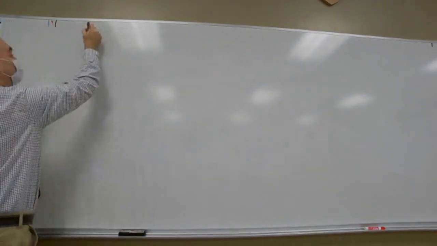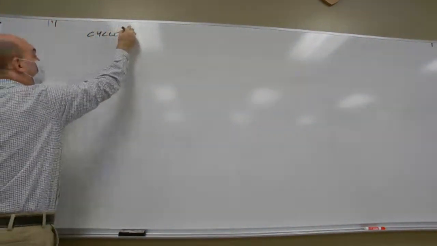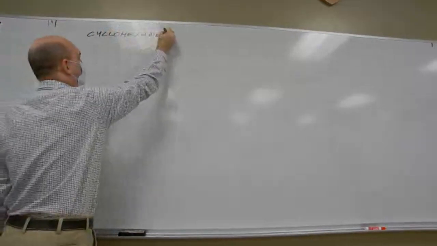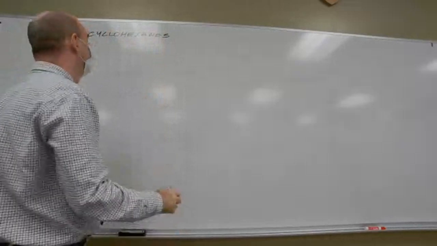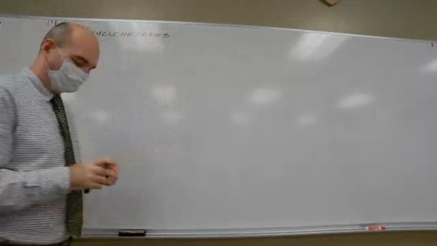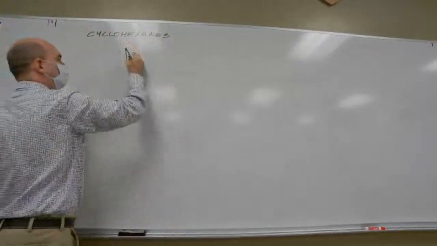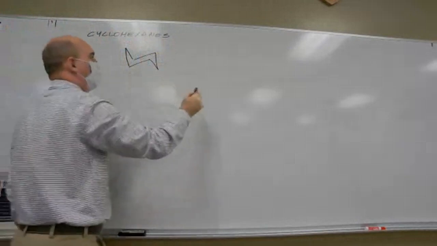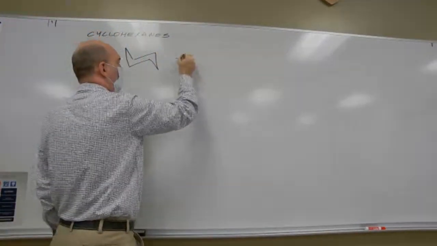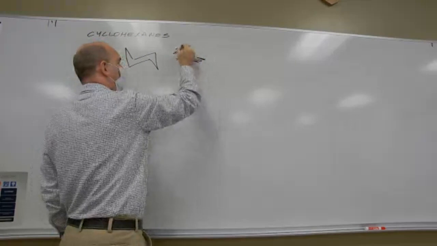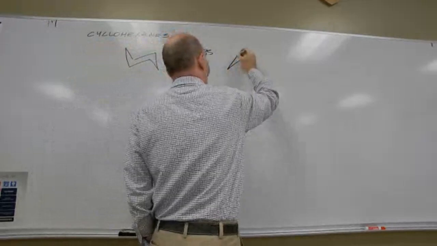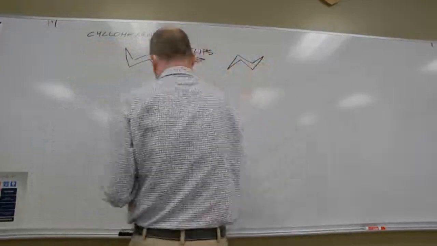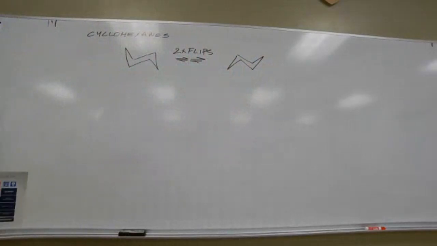So, cyclohexanes contain a little bit more information than we thought they did. We know there's a chair, and if we undergo 2 ring flips, then we get the other chair.